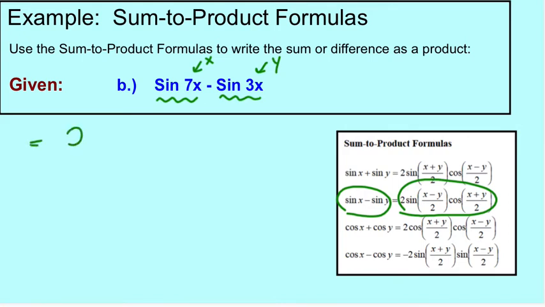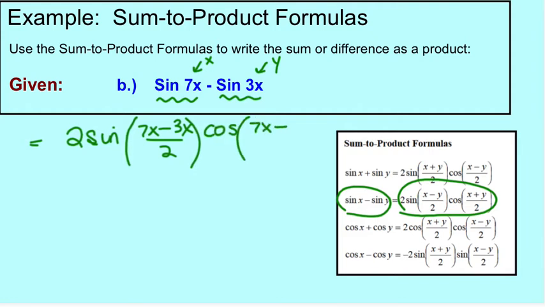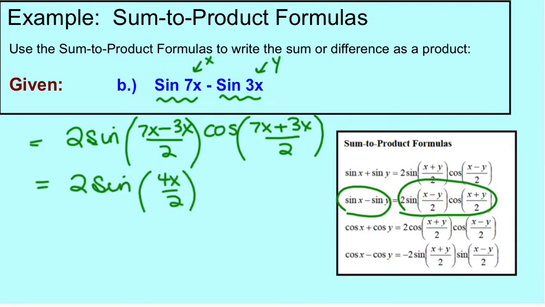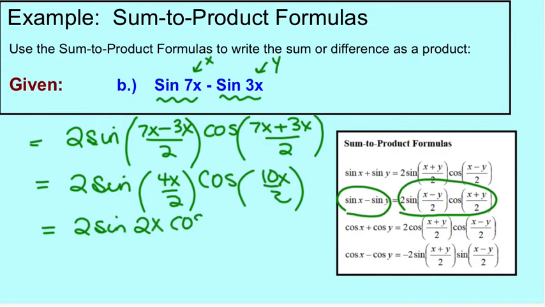So we say it equals 2 times the sine of (7x minus 3x) over 2 times the cosine of (7x plus 3x) over 2. We'll simplify those fractions, just like we did on the last example. So 7x minus 3x is 4x, divided by 2. 7x plus 3x is 10x, divided by 2. One more time to simplify. 4x divided by 2 is 2x. 10x divided by 2 is 5x.